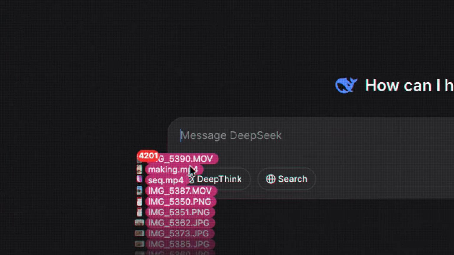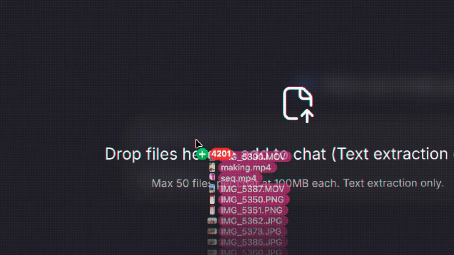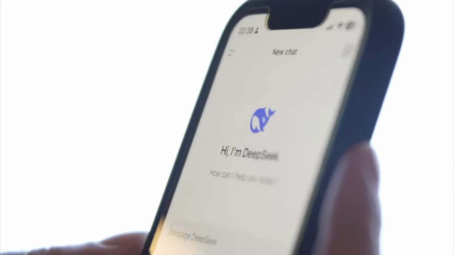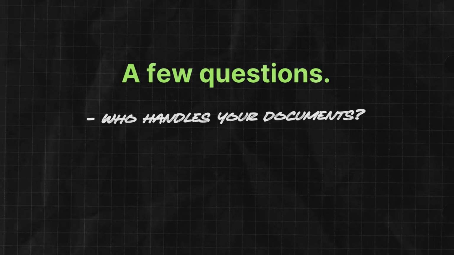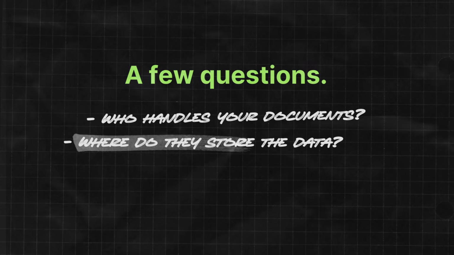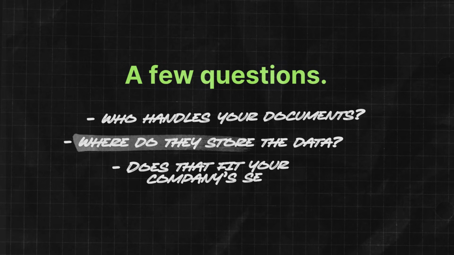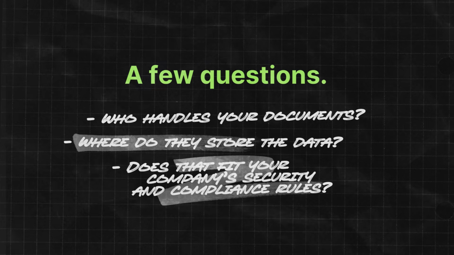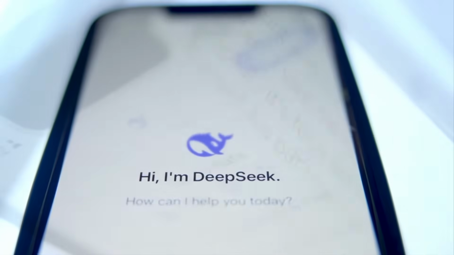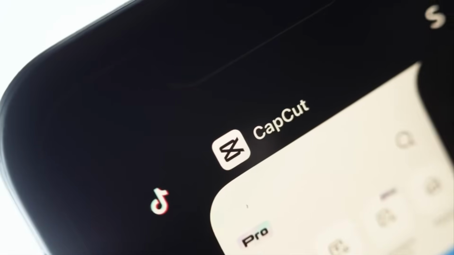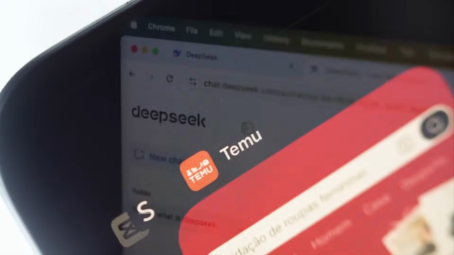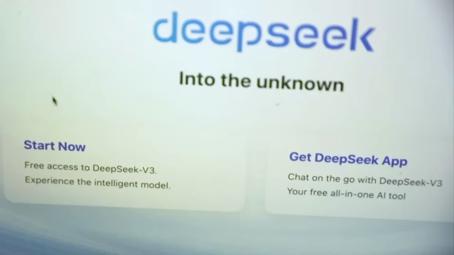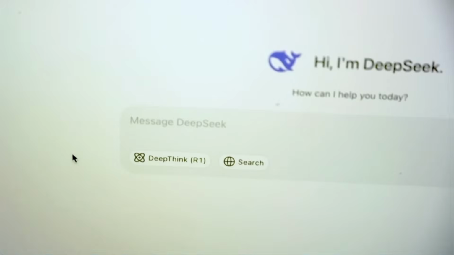DeepSeek OCR comes out of a Chinese research lab, so it naturally raises a few questions. Who handles your documents? Where do they store the data? Does that fit your company's security and compliance rules? Those are questions worth asking of any external AI service, not just this one. And because this system leans heavily on visual input, very low-quality scans or distorted pages still need some cleanup before you get the best results.